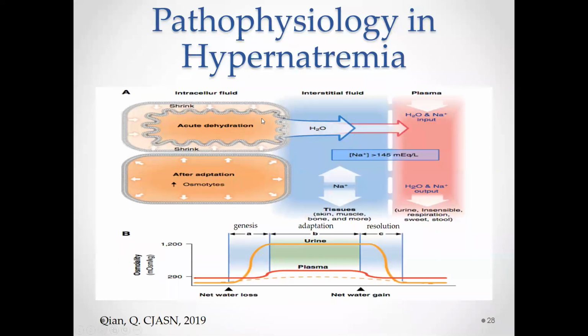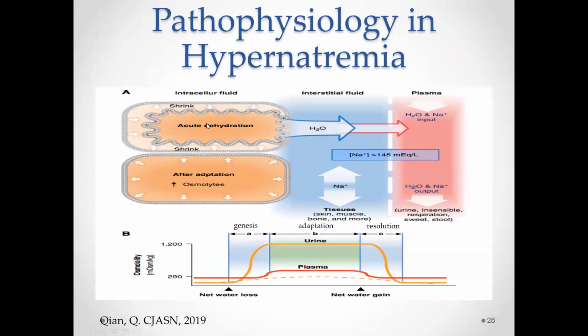So the cells respond to hypernatremia. Here's the intracellular, interstitial, and the plasma. If hypernatremia acutely happens because you're not drinking enough water, the plasma and the interstitial will try to take water in to equilibrate it, to bring down the osmolality. Then the cell itself will try to compensate for this.